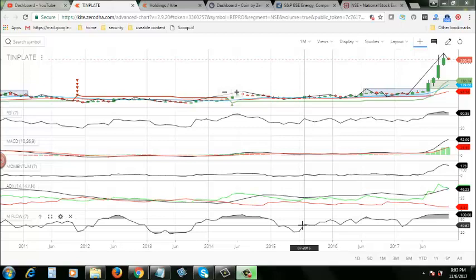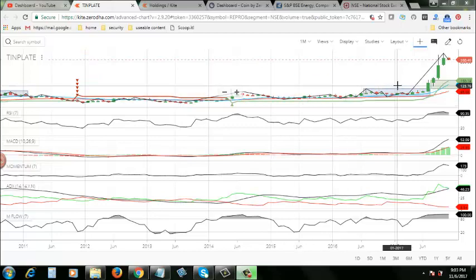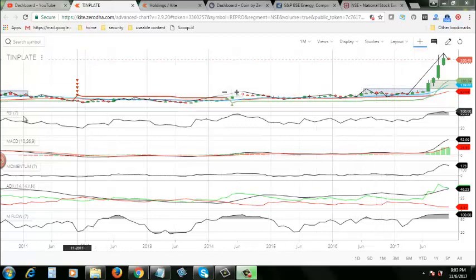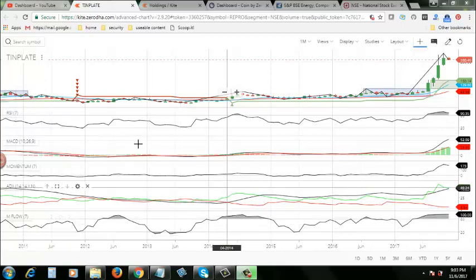Today we are going to do the technical analysis for Tinplate. Tinplate is a small cap, and here you can see the monthly technical chart of Tinplate. You can see the price trend path pattern of Tinplate stock here, along with a few technical indicator graphs like RSI, MACD, momentum, ADX, money flow, etc.